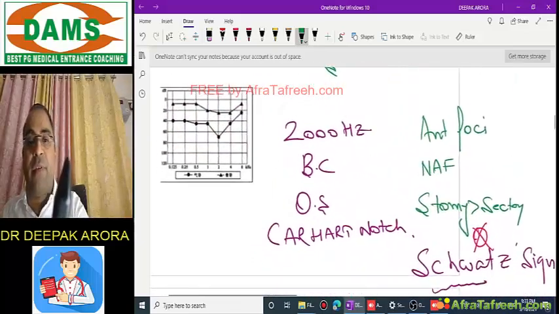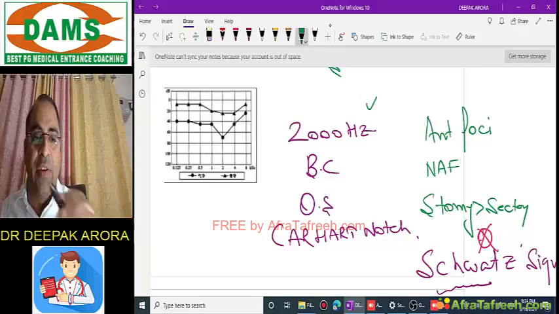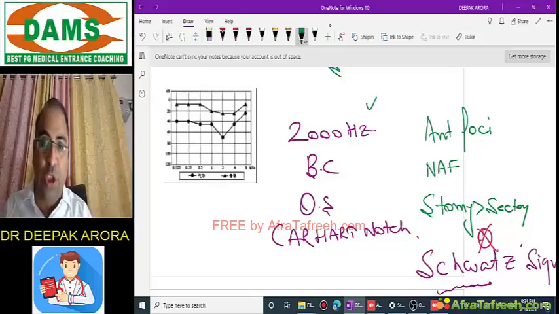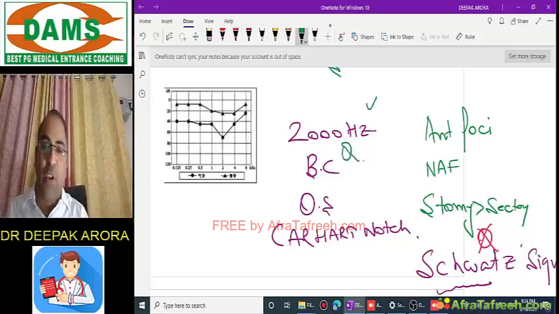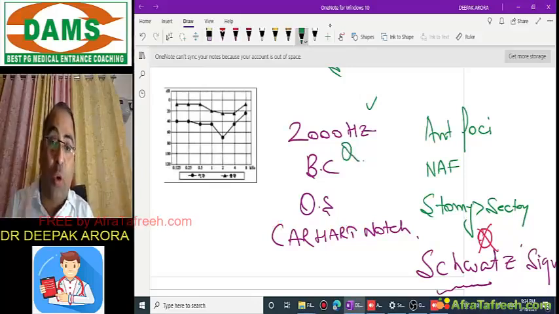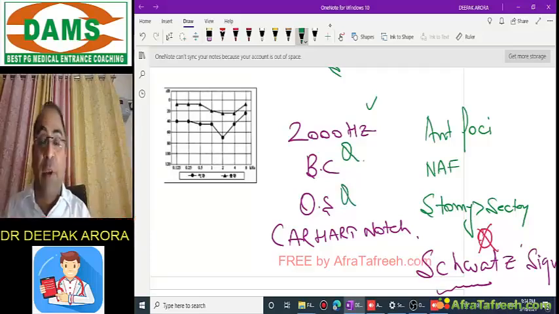Next MCQ, favorite of your NEET examiner, 2000 Hertz. If the examiner gives you anything at 2000 Hertz, always remember it is otosclerosis. And what is the examiner's emotion? What will he make the question on? He will make an MCQ on bone conduction. Carhart notch, a feature of bone conduction. Expected MCQ, otosclerosis.